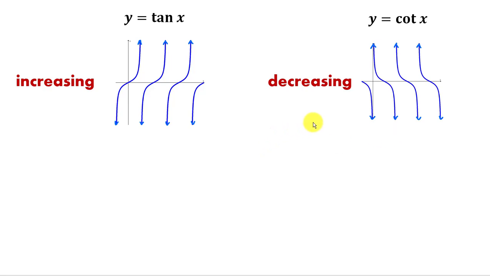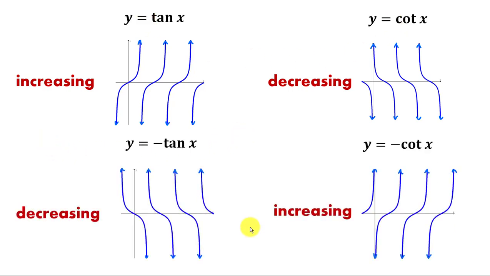But we can also have reflected tangent and cotangent graphs. Well, that's when we see a negative sign in the front. What's going to be different in that case? What's going to change is just the direction. If you have a reflected tangent function, then the direction of the branches of the graph changes to decreasing. And you can try that in your mind.